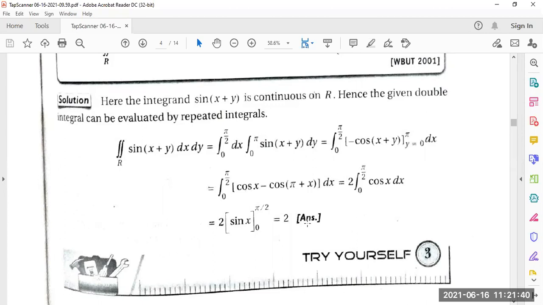It was a very easy problem. So at first make with respect to y, then with respect to x. You can change the order also. At first if you are performing integration with respect to x, then with respect to y, then also the same result will be coming. Clear?